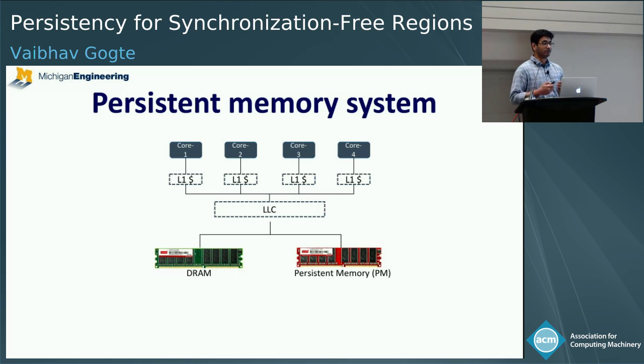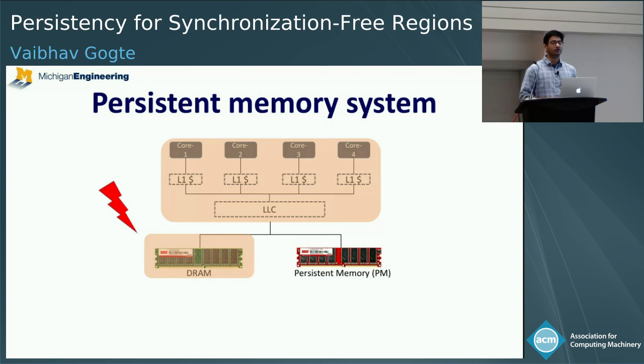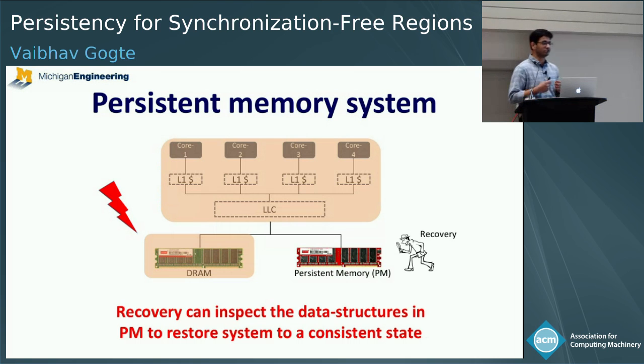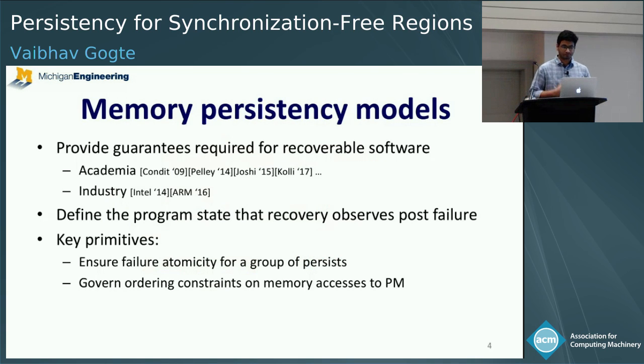We would have a volatile DRAM and durable persistent memory being served by a similar load store interface from a memory controller. In this system, the components such as hardware caches and DRAM are volatile. So in case of failure, such as power failure, these components would lose their contents. On the other hand, persistent memory being durable would retain its contents, and this would allow the recovery to inspect data structures in persistent memory to restore system back to a consistent state.